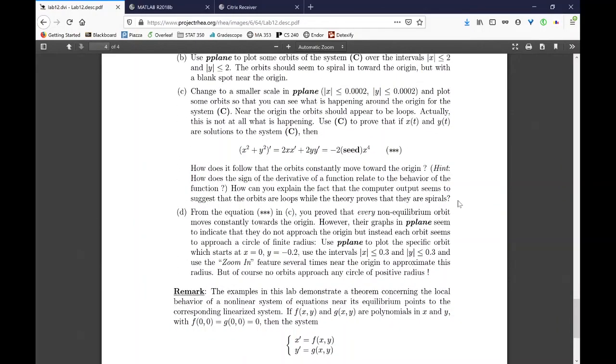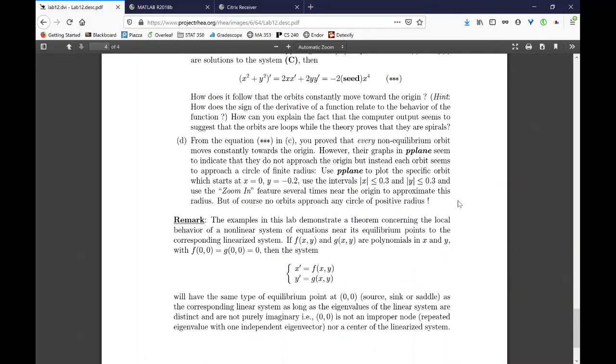But other than that, that should be the end of Lab 12, and I believe our last lab. Remember to turn this in next week, and good luck.